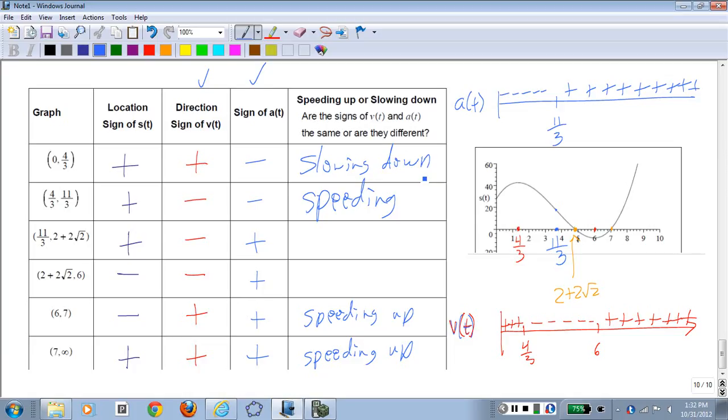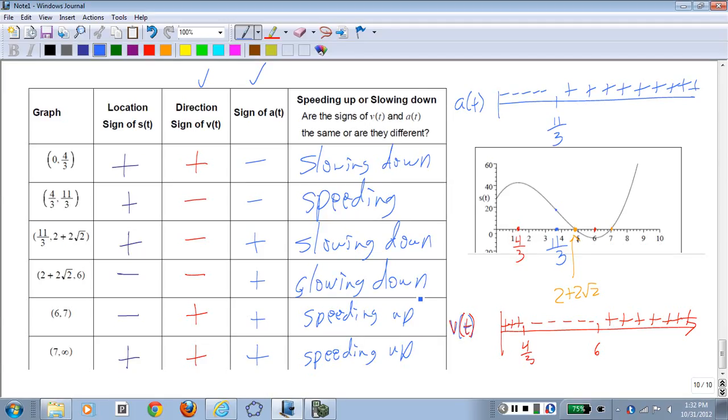And finally, the other case: take a quantity that's negative and increase it. Negative 10, negative 9, negative 8, negative 7, negative 6, negative 5, negative 4, negative 3. What's happening to its absolute value? It's decreasing, so it's slowing down. When the signs of those two match, it's speeding up. When the signs of those two do not match, it is slowing down.